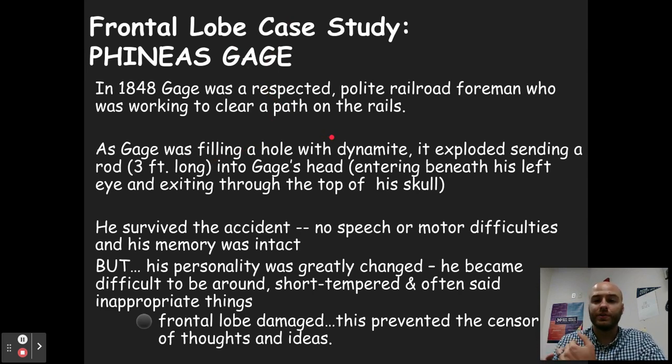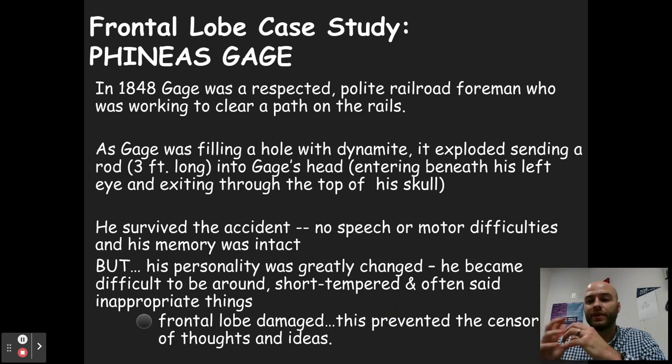He became difficult to be around. He was short-tempered. He often said inappropriate things. He couldn't censor himself or his emotions. He couldn't keep a job because his personality was so greatly changed. And what this case study told us is that frontal lobe damage prevented him from censoring his ideas, his thoughts, or his speech. And it totally changed him as a person and his personality.